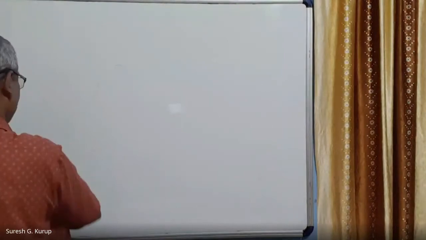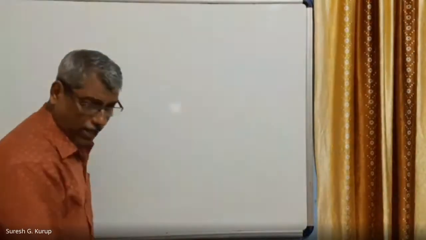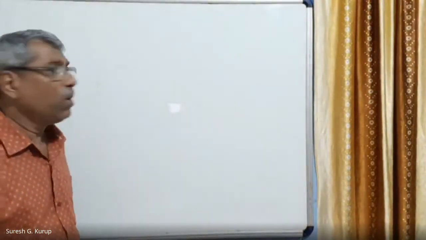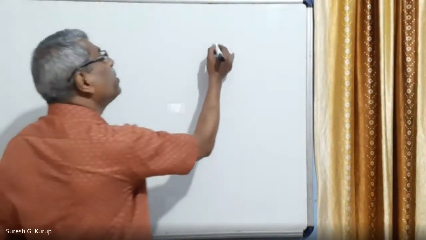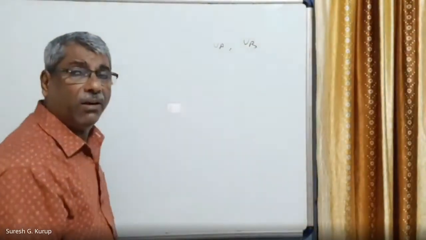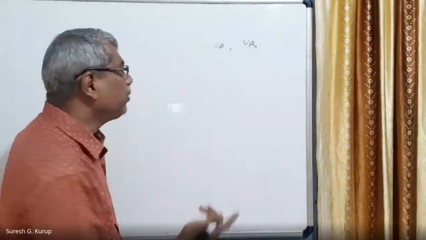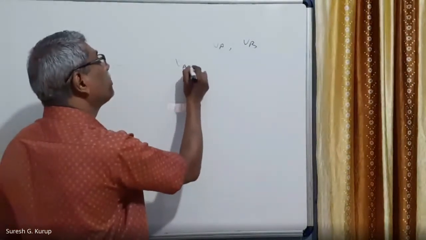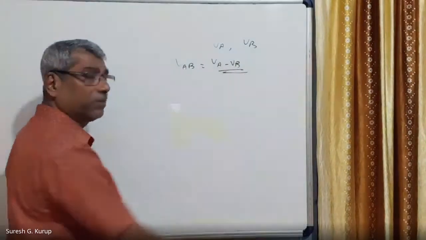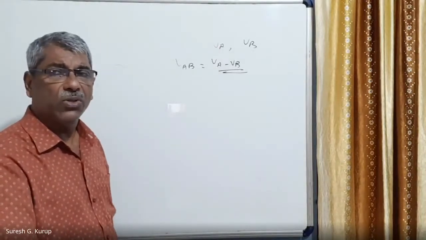Relative velocity. Suppose two bodies are moving in two straight lines parallel to each other. One body has a velocity VA. The other body has a velocity VB. Then the relative velocity of body A with respect to B is given by VAB, that is equal to VA minus VB. This is the general expression for relative velocity.